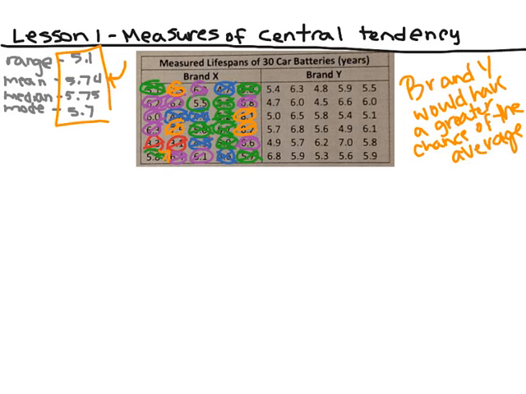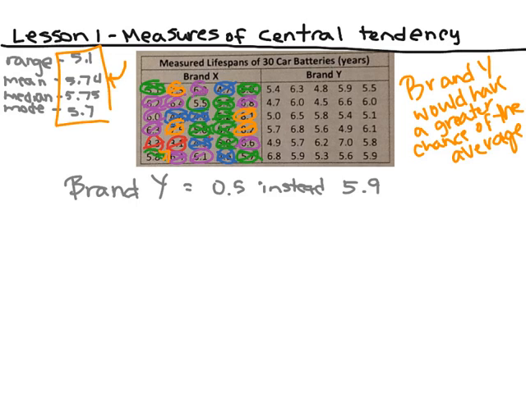Okay, part B. Suppose that one battery included in the set of data for brand Y is defective. So that means that that battery is defective. It wasn't supposed to work. And the lifespan is 0.5 instead of 5.9. So what is that going to affect?